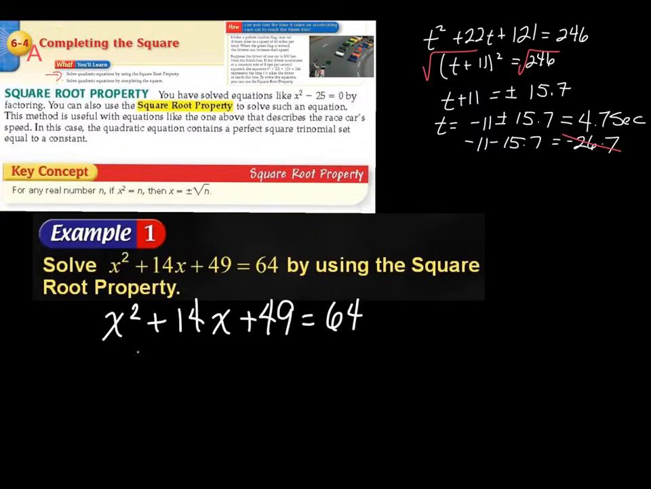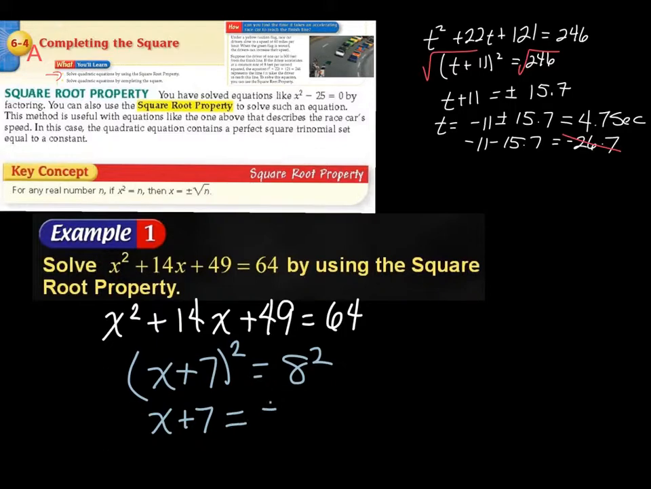We are happy to note that the left side is a perfect square trinomial, and so is 64. So when we take the square root of both sides, I have x plus 7 equals plus or minus 8. Subtract 7 from both sides, I have negative 7 plus or minus 8. Negative 7 plus 8 is 1. Negative 7 minus 8 is negative 15.